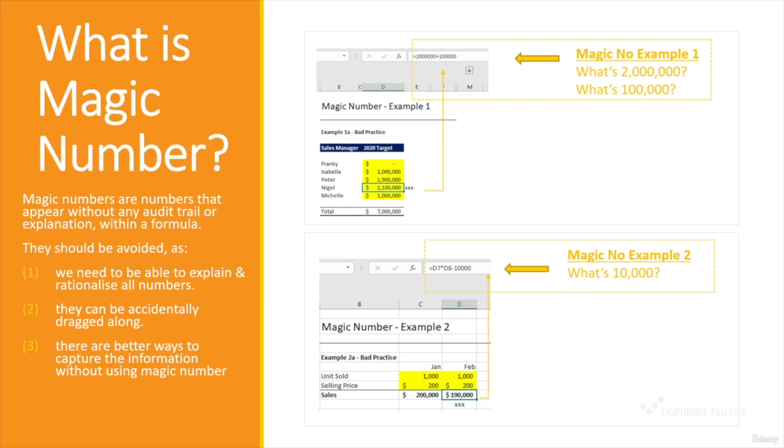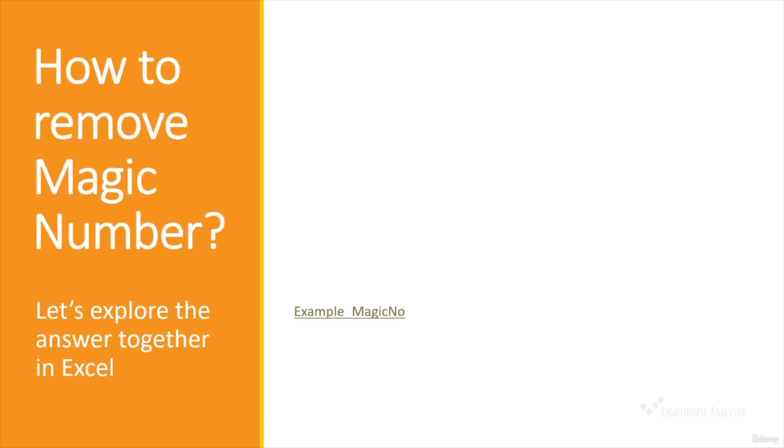And lastly, there are better ways to capture the information without using magic numbers. What do I mean by that? Sometimes the 10,000 is necessary. It could be a discount or an adjustment, whatever it is. There are ways to capture it differently without using magic numbers, so that it's not creating confusion or accidental mistakes in the future. A much better habit to follow. And that's going to be the focus for the rest of this lecture. How do we remove magic numbers? Let's explore the answer together in our Excel file.